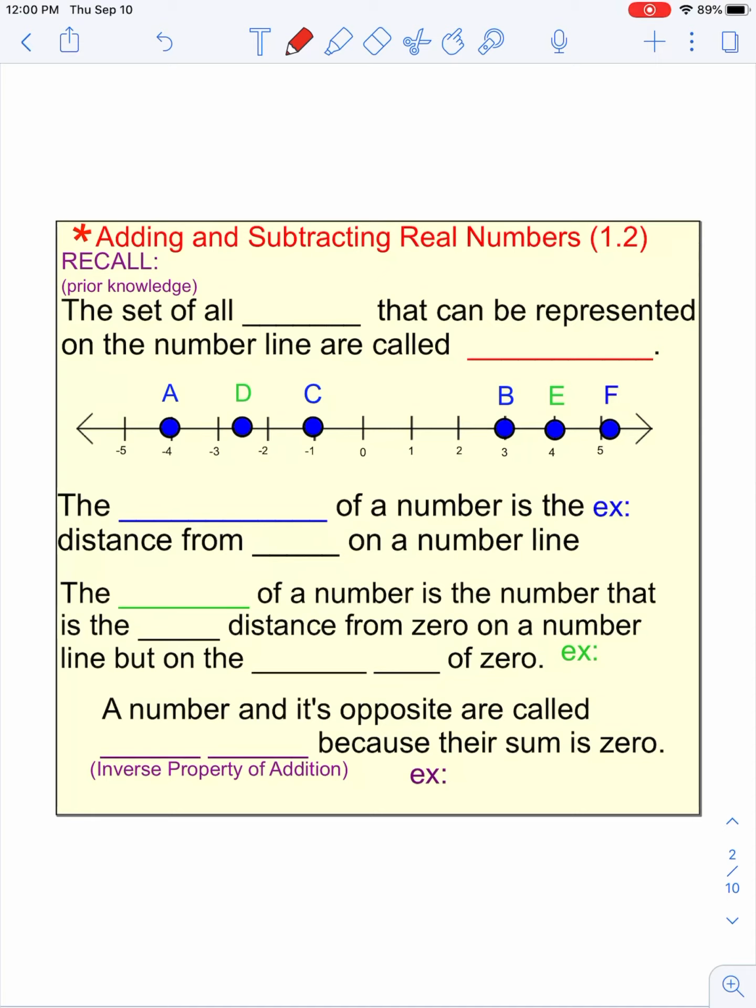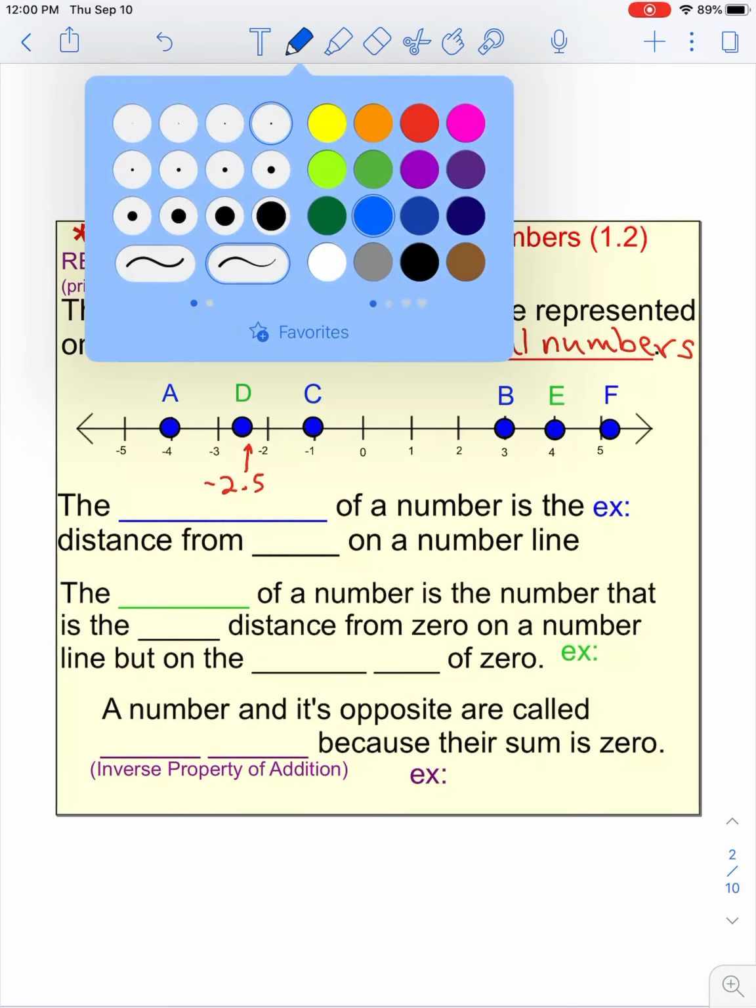So first of all, let's talk about real numbers. The set of all numbers that can be represented on the number line are called real numbers. So every number that you can place on a number line is a real number, including decimals and fractions. So this number right here looks to be negative 2.5. That is a real number. Okay, so any fraction or decimal is included.